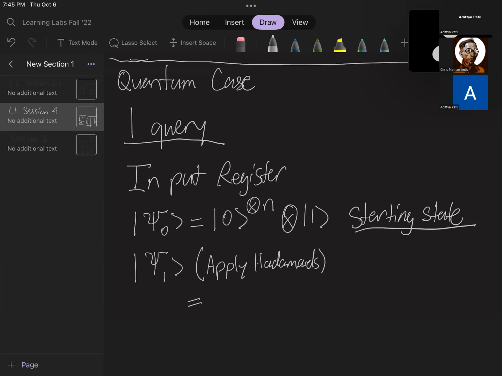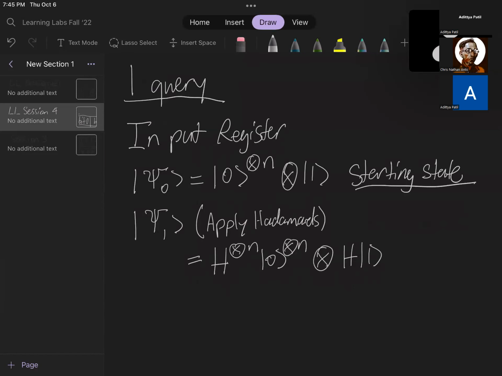So we want to apply a Hadamard over this, and we want to tensor that with applying a Hadamard to the 1 state. So this is what we want as our psi 1. That's just applying the Hadamard to that number of qubits.